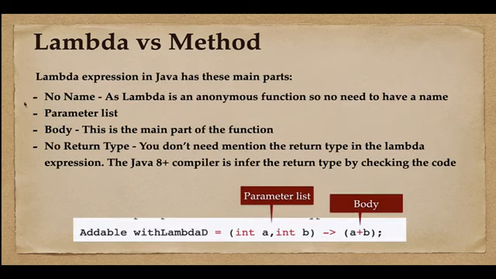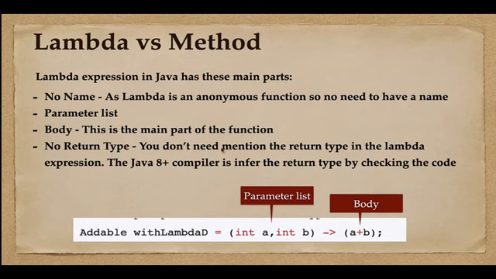Now let's see what a lambda expression looks like and the different parts of a lambda expression. A lambda expression has no name. It means a lambda expression is an anonymous function, so we do not have to provide a name to it. A lambda expression has a parameter list. A lambda expression has a body. And there is no need to mention the return type.